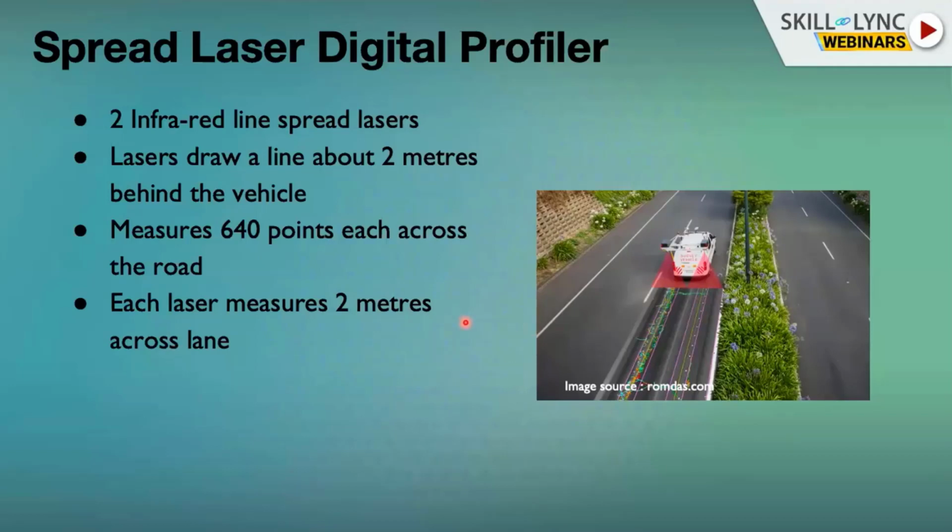So rutting is basically the deflection on the wheel path. It will be captured by using the transverse profile, right? So this transverse profile will be captured by using these rut scanners.